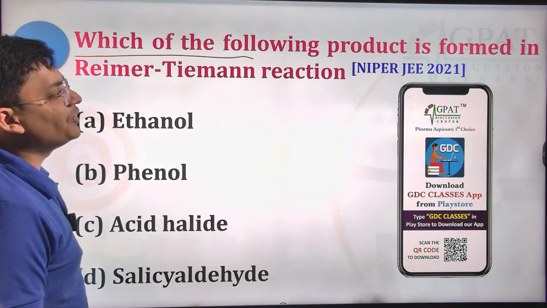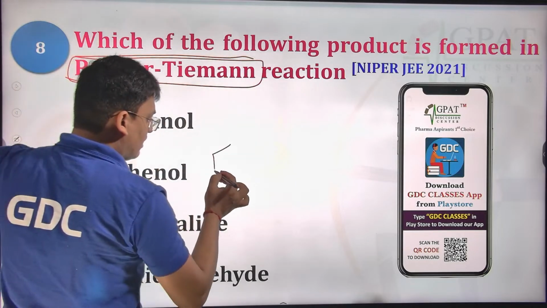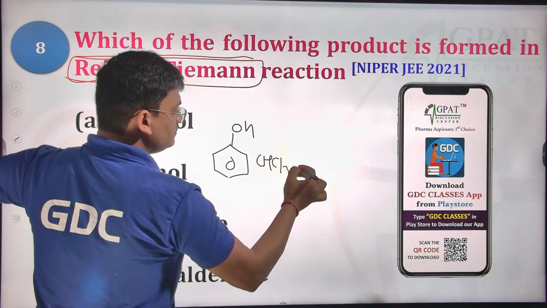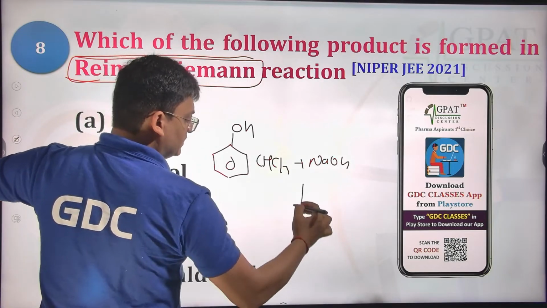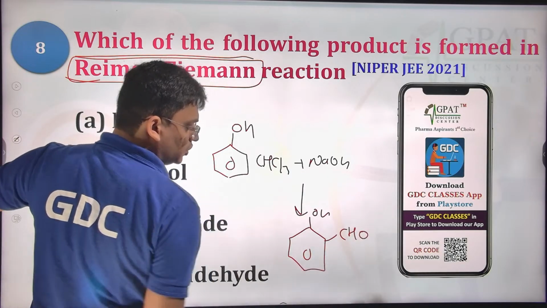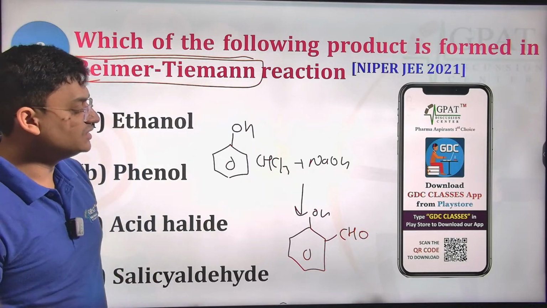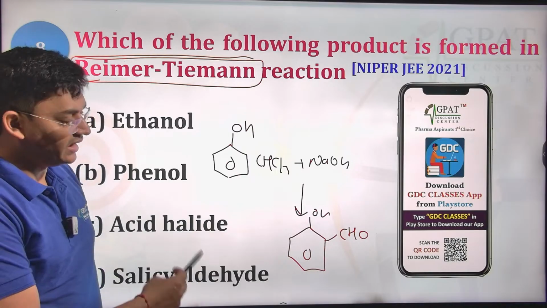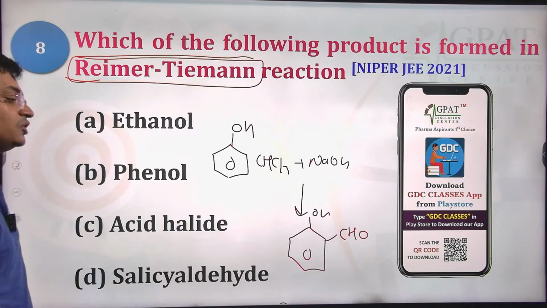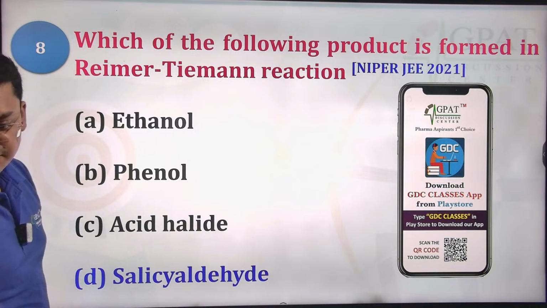Which of the following products is formed in a Reimer-Tiemann reaction? In the Reimer-Tiemann reaction, we have a phenol that is treated with CHCl3 and NaOH, and there is formation of an ortho-substituted phenol. This is benzaldehyde having an OH group on the ortho position, also known as salicylaldehyde. So yes, D will be the right answer.